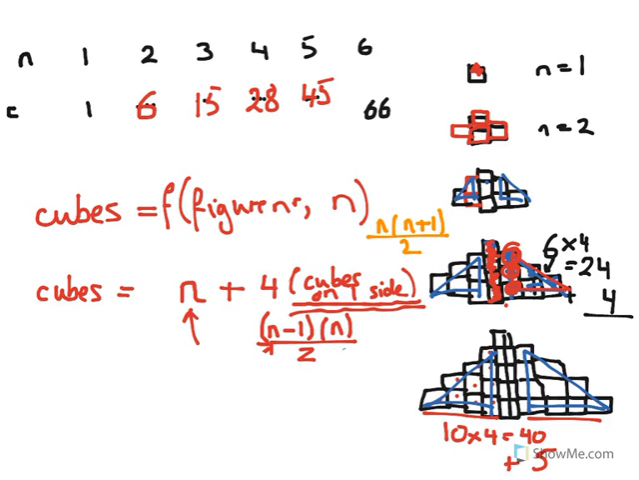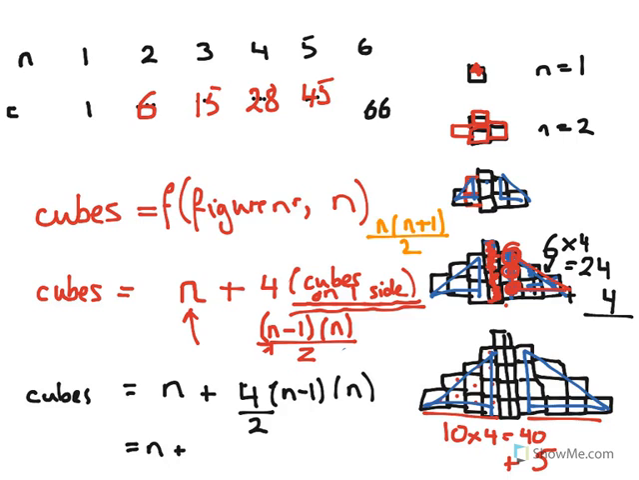This gives us a formula here of the number of cubes can be worked out using the formula n plus 4 lots of, and then divided by 2, n minus 1 multiplied by n. We can simplify this to n. 4 divided by 2 is 2. n minus 1 multiplied by n actually ends up being n times n is n squared, and n times minus 1 is minus n. So we get 2 lots of n squared minus n.